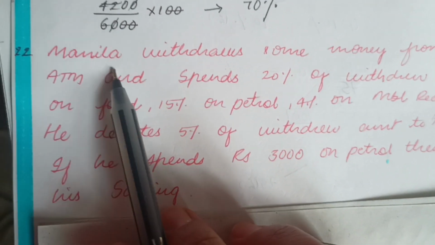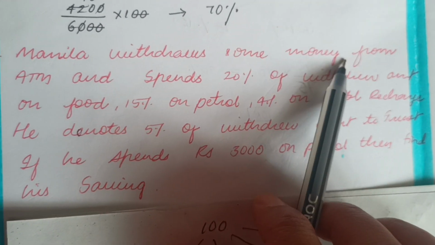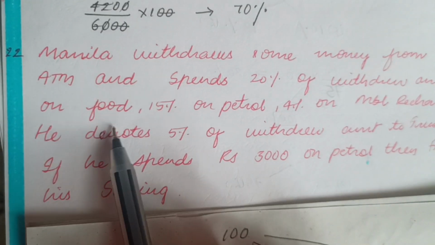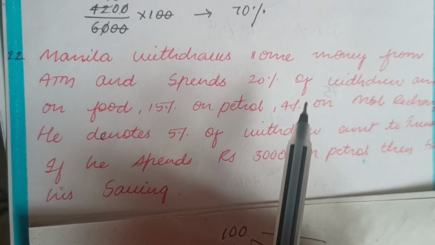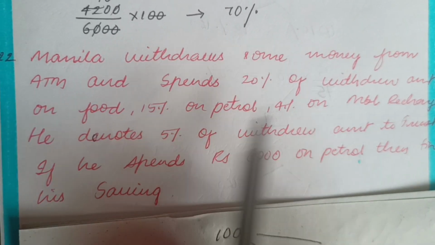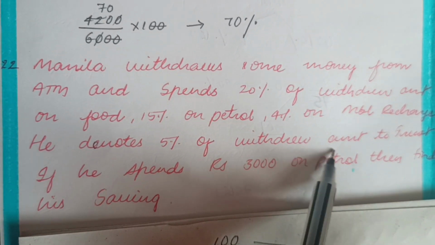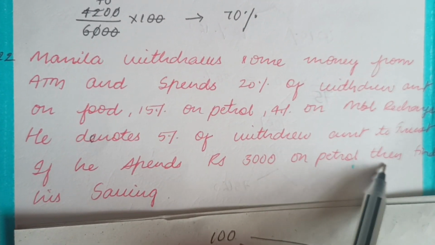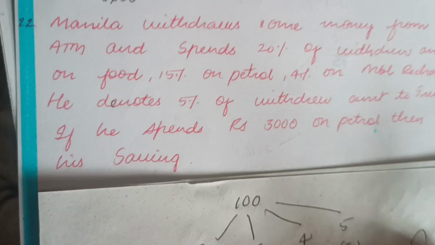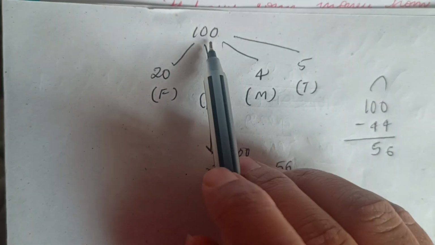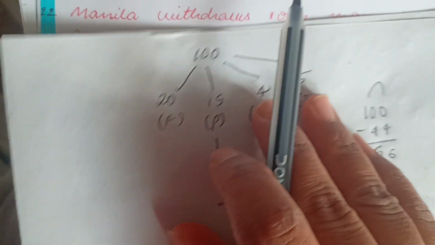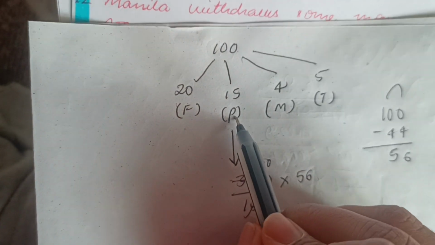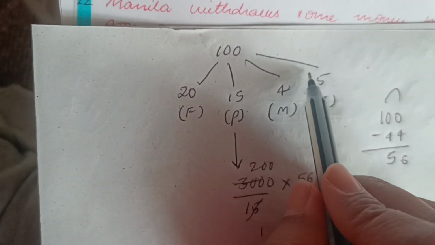So next question. Manila withdraws some money from ATM and she spends 20% of the withdrawn amount on food, 15% on petrol, 4% on mobile recharge, and she donates 5% of the withdrawn amount to the trust. If she spends 3000 on petrol, then what will be her saving? So let's assume she withdrew 100 rupees. Out of that she spends 20 on food, 15 rupees on petrol, 4 rupees on mobile recharge, and 5 rupees on trust.